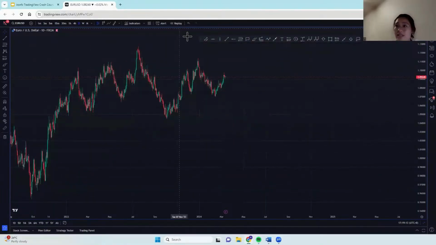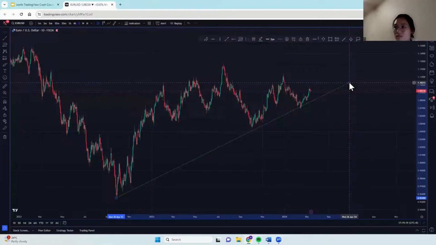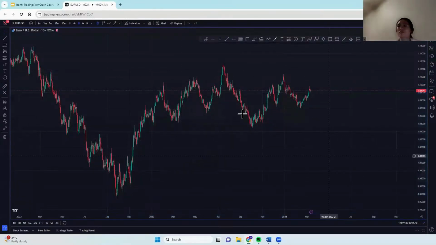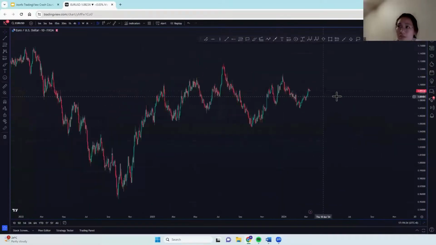Let's take a look at our daily time frame. This is not a valid trend channel or trend line because we don't have 3 touches on this line here. So we can see prices are definitely moving in an uptrend.